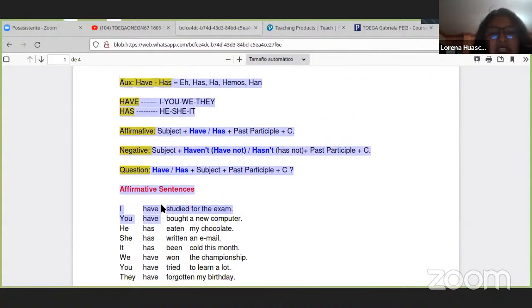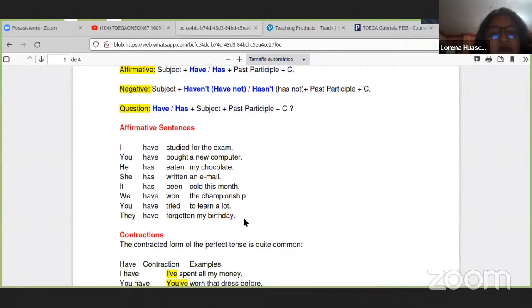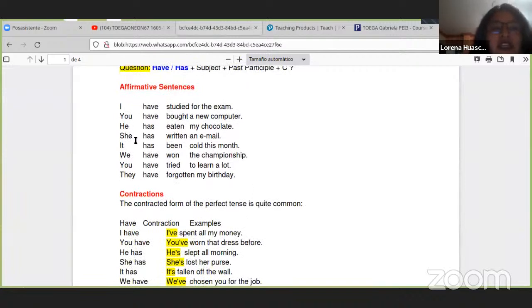Now with you, we can use another, but you always works with have. You have bought a new computer. He, in this case, he, she, it works with has. So he has eaten my chocolate. Always we have to remember that we use the verb in past participle.